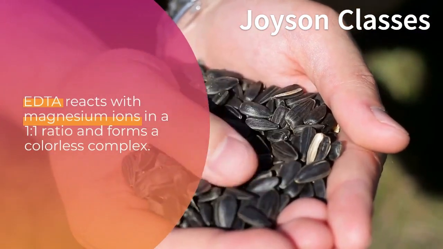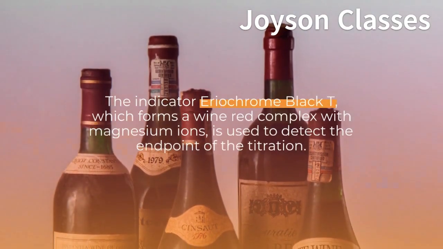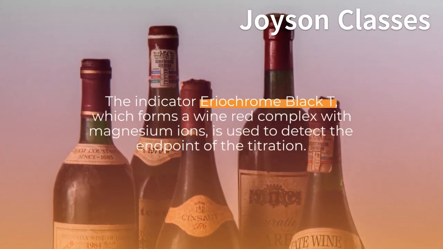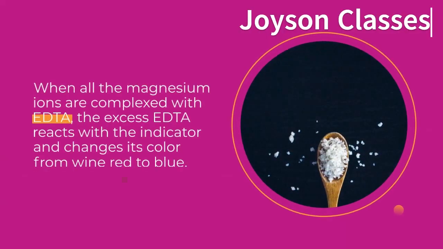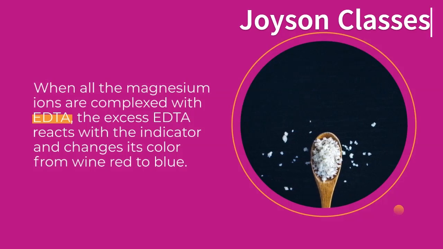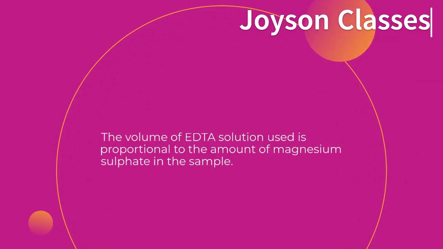The indicator Eriochrome Black T, which forms a wine-red complex with magnesium ions, is used to detect the endpoint of the titration. When all the magnesium ions are complexed with EDTA, the excess EDTA reacts with the indicator and changes its color from wine-red to blue. The volume of EDTA solution used is proportional to the amount of magnesium sulfate in the sample.